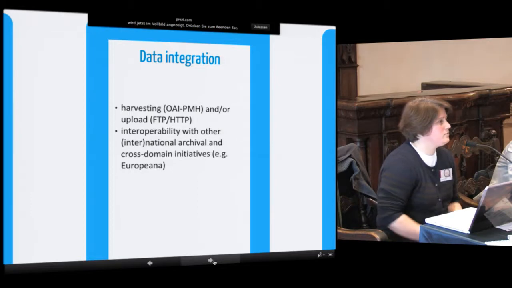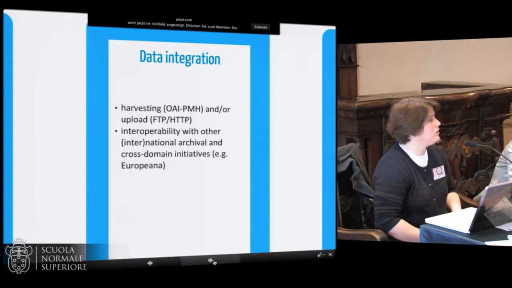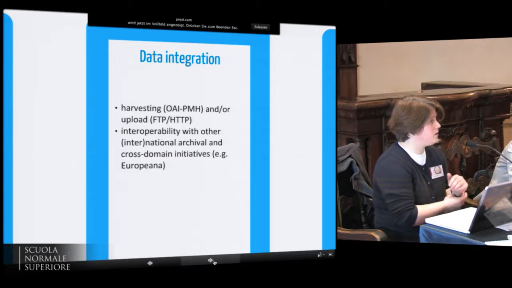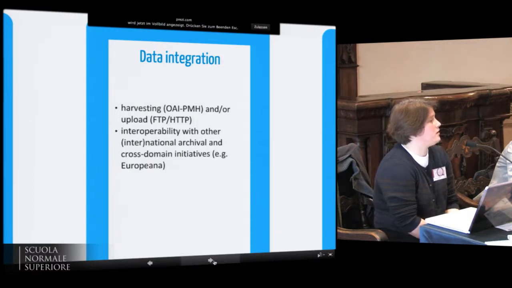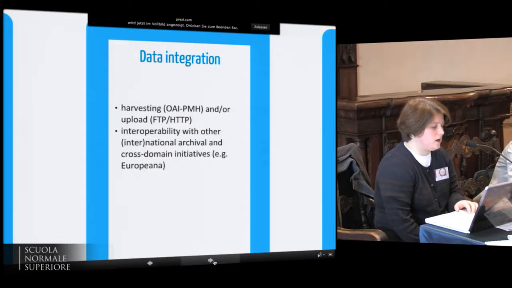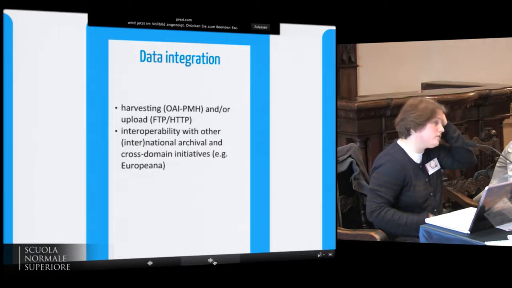The second column is the data integration. Here again, you can actually choose the way that fits best to your own situation at home. So we have harvesting via OAI-PMH, which could be done when you have a repository which is able to do OAI-PMH harvesting. Or you could choose an upload via FTP or simple HTTP, which, if I'm not mistaken, most of our partners are doing at the moment. And data integration also refers a little bit to the aspect of interoperability with other international and national archival and cross-domain initiatives, for instance, Europeana.